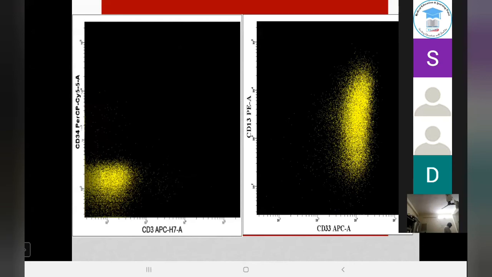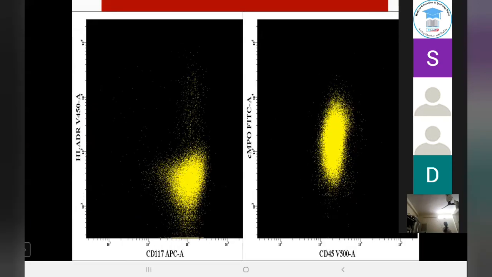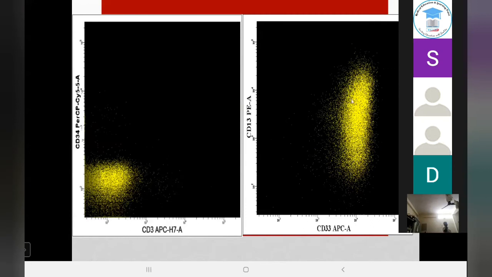And what about the CD13 and CD33? Ma'am, both are positive. Both are positive. Okay. So do you see the expression of CD13? CD13 is a little heterogeneous and CD33 is very bright. Do you see the difference? Yes, ma'am. So this is how a very classical acute promyelocytic leukemia normally looks, if the CD33 is bright and the CD13 is heterogeneous.